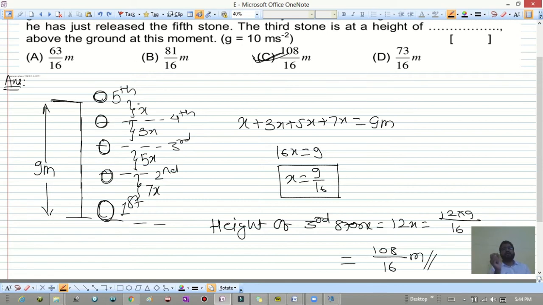Now why to consider x over here? Because the particle under uniform acceleration will travel, in equal intervals of time, distances in the ratio of 1:3:5:7. That is in the odd numbers. If you consider initial x, then second one 3x, third one 5x, fourth one 7x. Likewise, it will follow the path. Okay. Chalo, next.